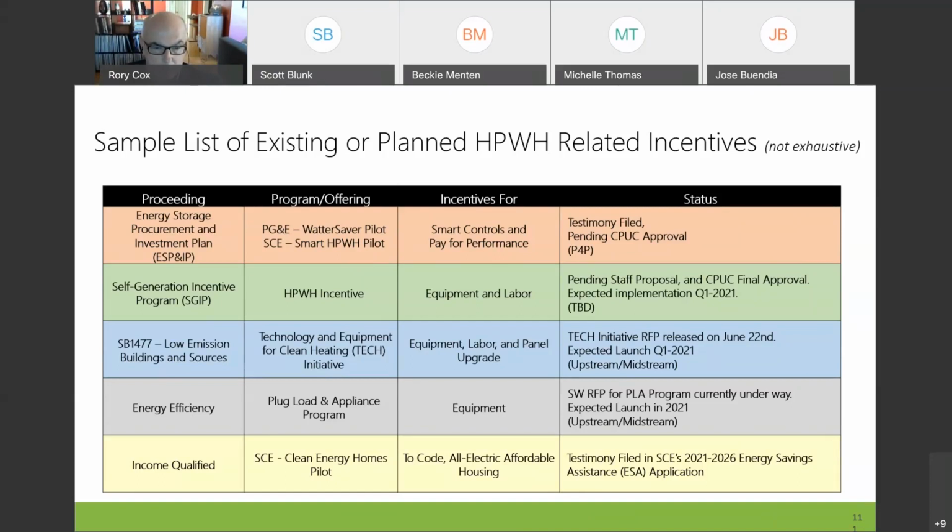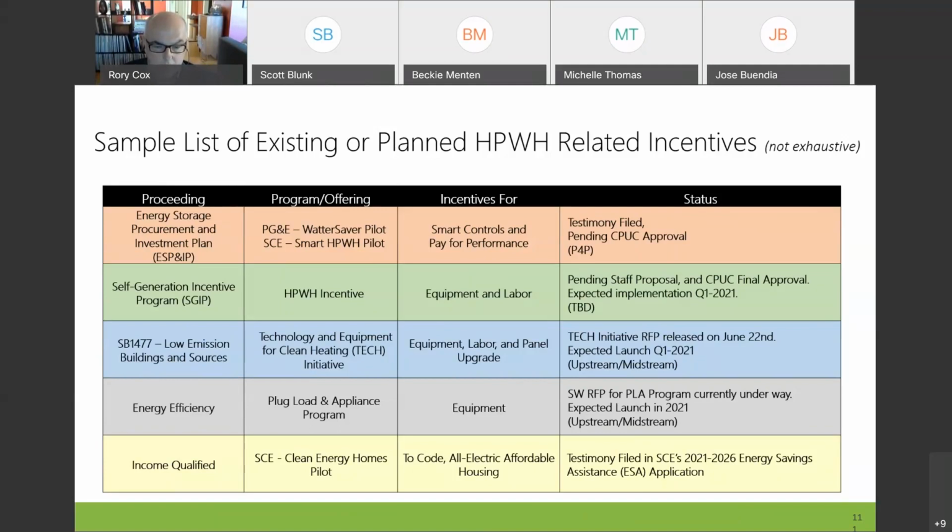We also have a statewide HVAC program. But as you can see, they provide incentives for different things. Some are just equipment, such as energy efficiency. The proposed tech and build could have a lot more. The S-chip could be for equipment and labor. And as you look at the status, they're all in different stages. So we currently have energy efficiency incentives that are being offered by the utilities today. The delivery mechanisms and the incentive levels vary between the utilities.